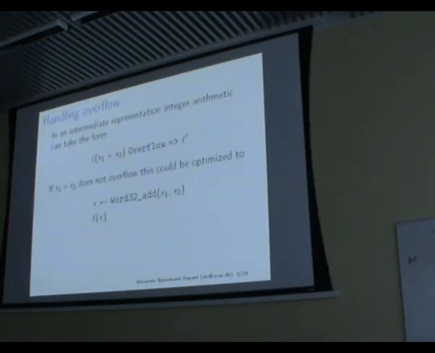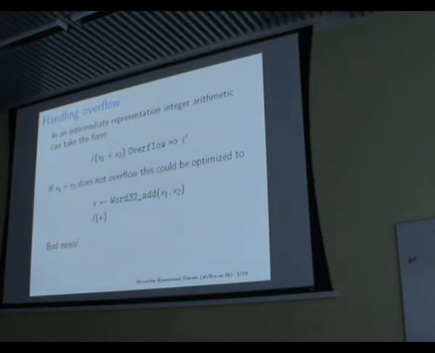So, the handling overflow part. In an intermediate representation in MLton, integer arithmetic can take the form you've seen above. So, two integer variables, some integer operation, pass the result to a label. If we encounter an overflow, move to another label. If this integer operation does not overflow, we can optimize this to a primitive integer addition that does not check for overflow.